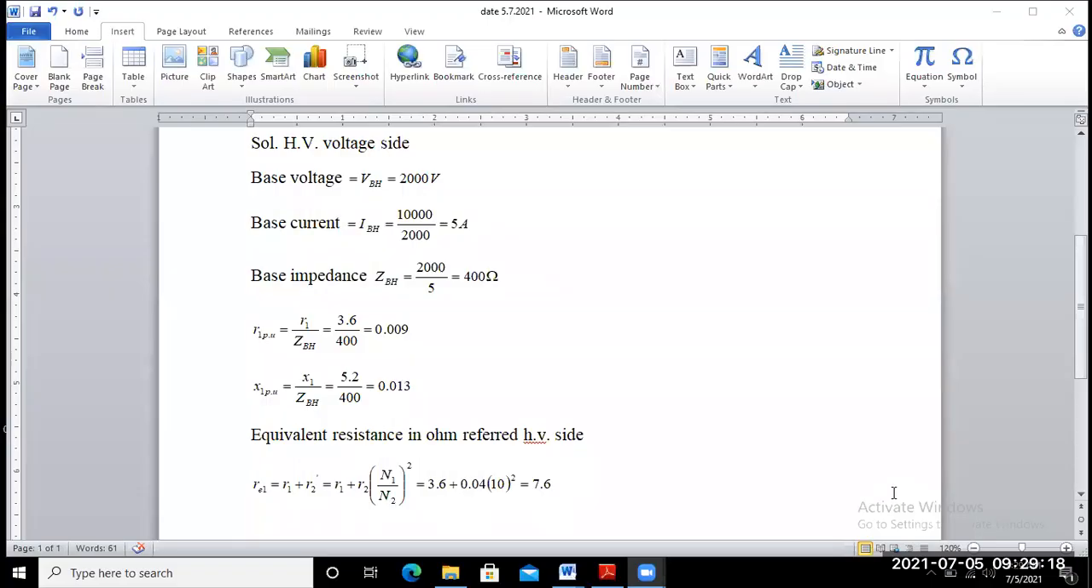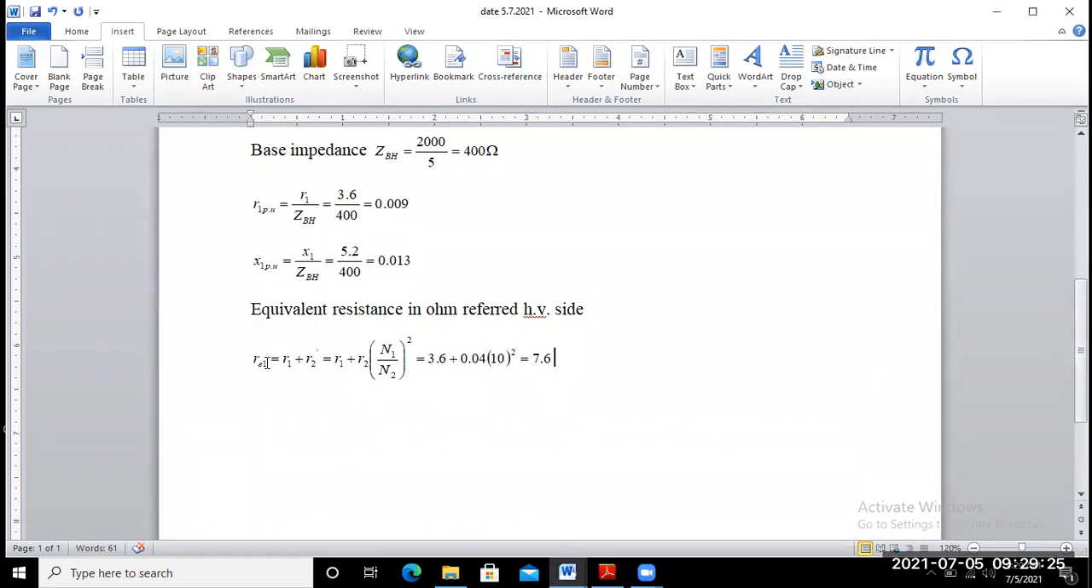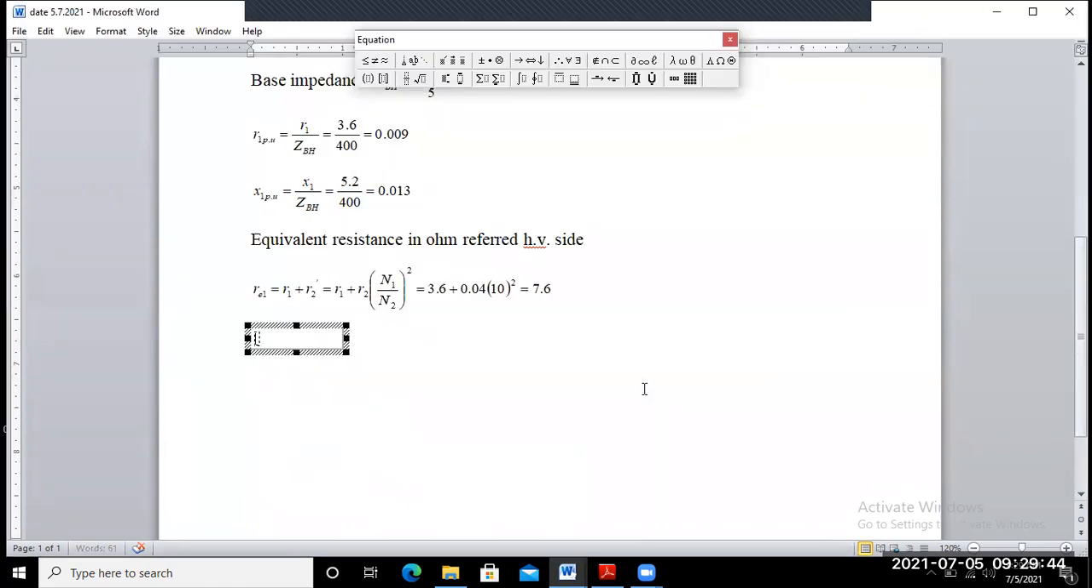So now find out the equivalent resistance of the high voltage side in per unit. Since you already found the equivalent resistance on the high voltage side, now you just find the equivalent resistance of high voltage in per unit. So RE1 in per unit value equals how much? RE1 divided by base impedance.